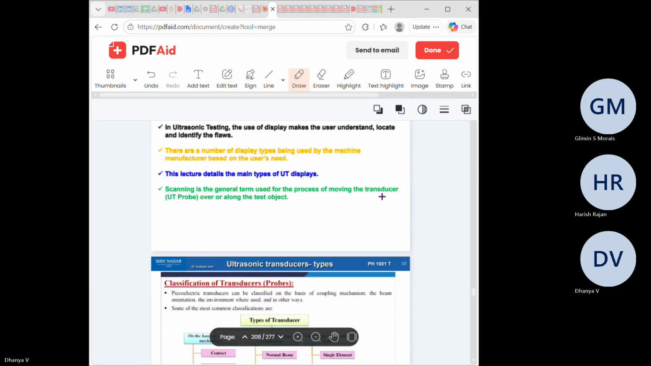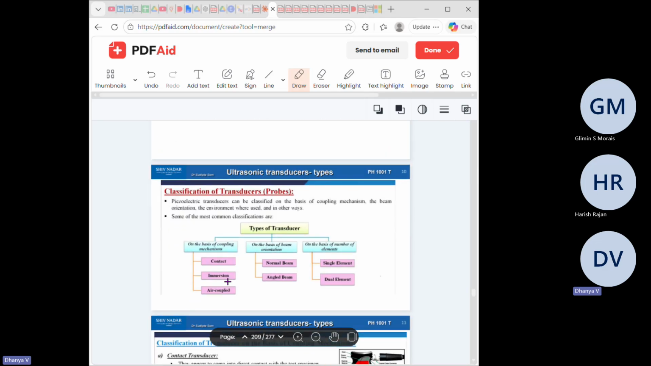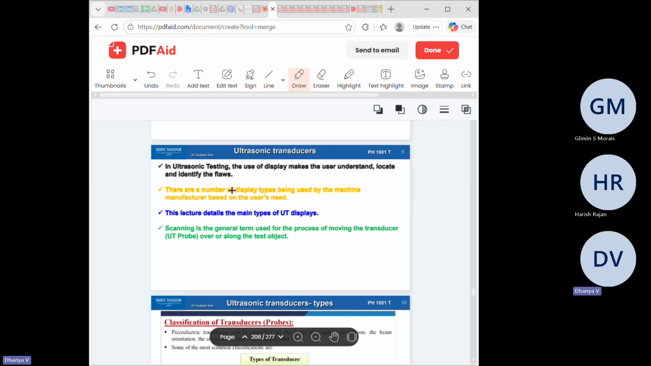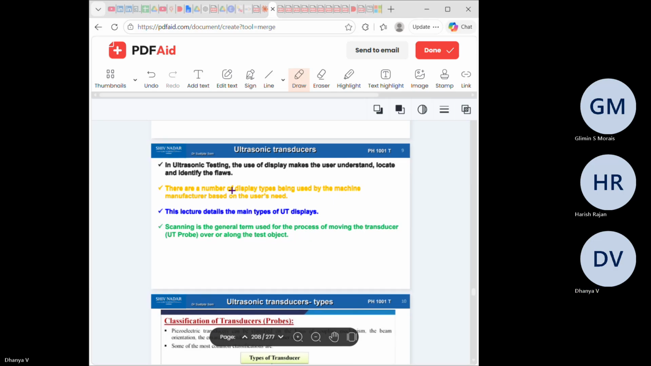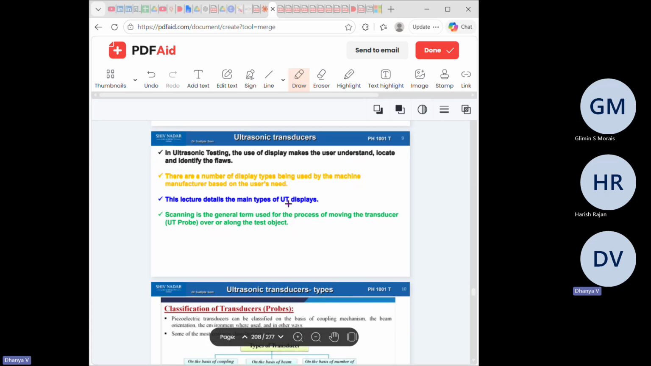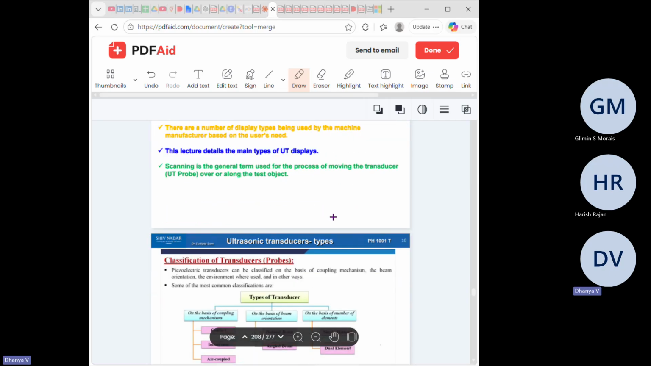Okay, now your ultrasonic transducers. Majorly, you just need to know the types, okay? So, what are ultrasonic transducers? In ultrasonic testing, the use of this thing makes the user understand, locate, and identify the flaws. So, you need to find the flaws or your cracks or any disturbances when you're having ultrasonic waves, no? So with ultrasonic you can find any flaws that are there.